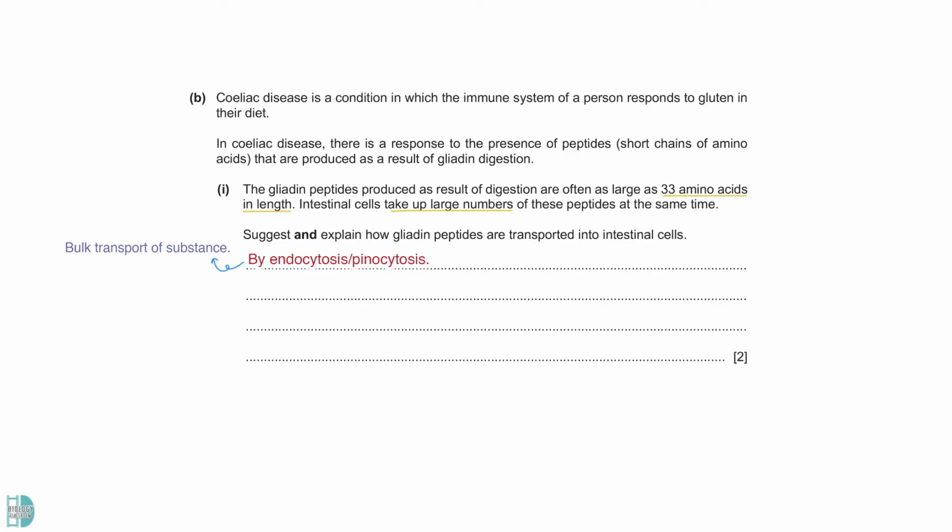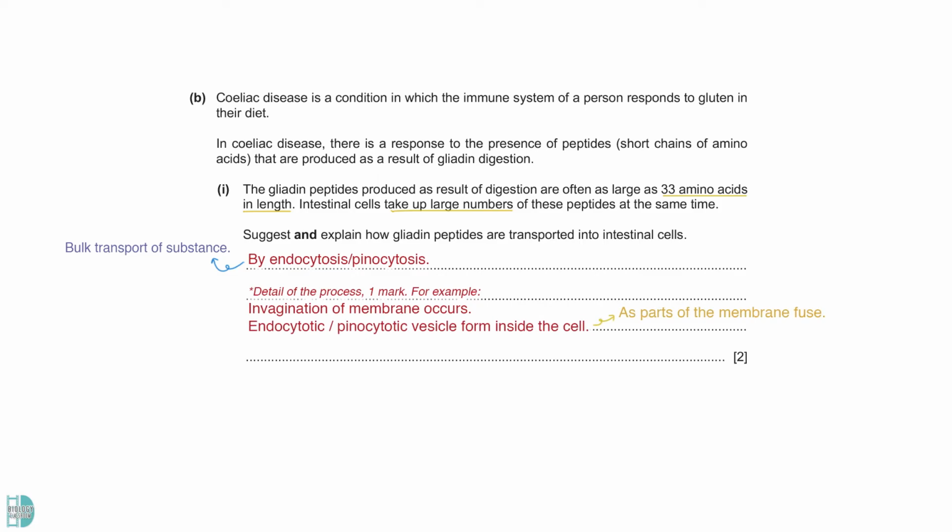You can also say that it is by pinocytosis. Any detail of the process will give you a second mark. There will be the invagination or infolding of the cell surface membrane. Parts of the membrane will fuse to form endocytotic or pinocytotic vesicles. This is an active process which uses ATP.